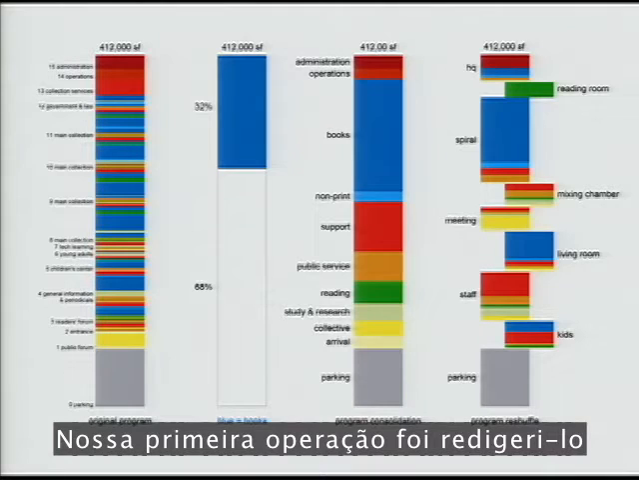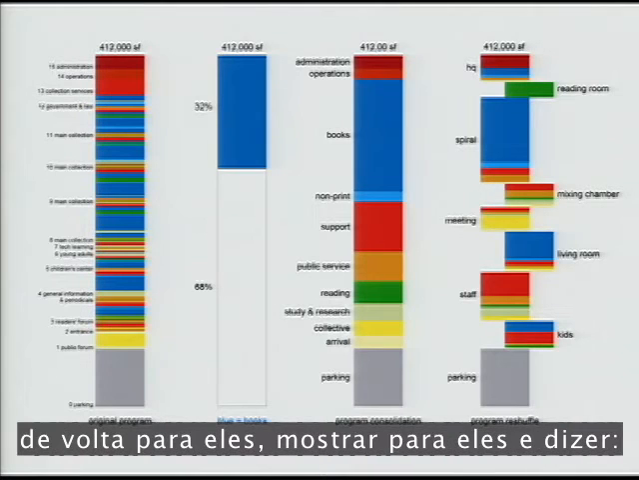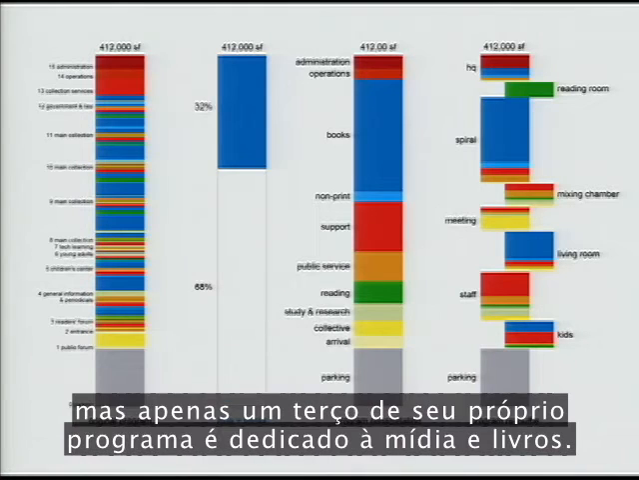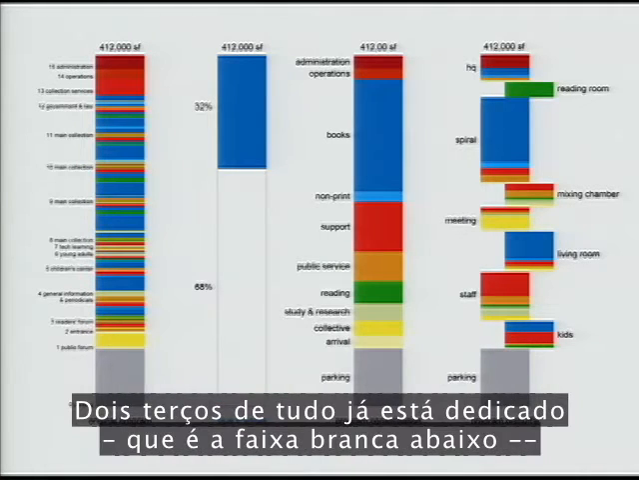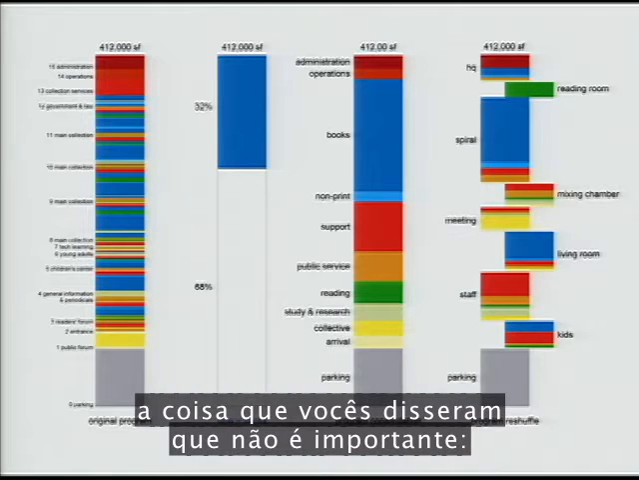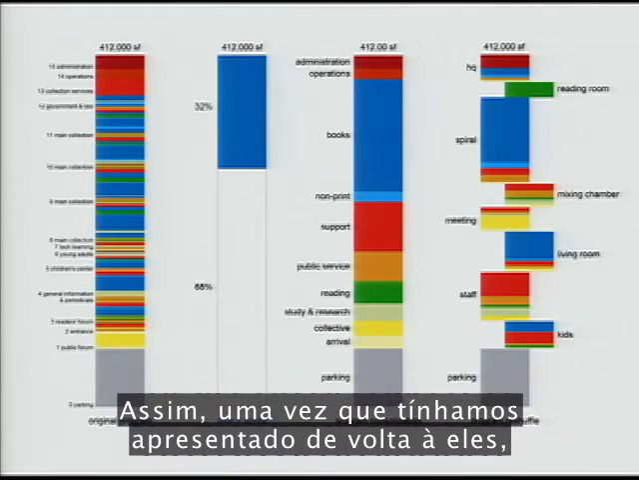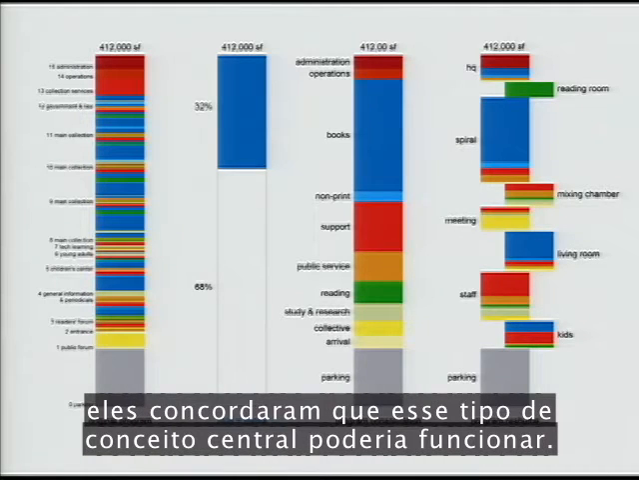Our first operation was to redigest it and go back to them, show it to them, and say, you know what, we haven't touched it, but only 1/3 of your own program is dedicated to media and books. 2/3 of it is already dedicated. That's the white band below. The thing you say isn't important is already dedicated to social functions. So once we had presented that back to them, they agreed that this sort of core concept could work.